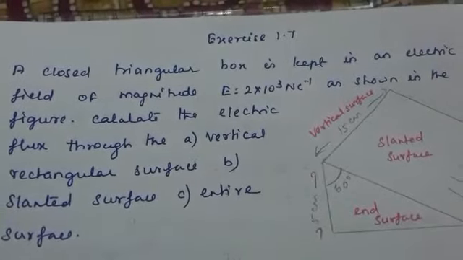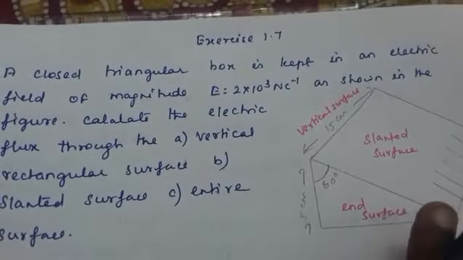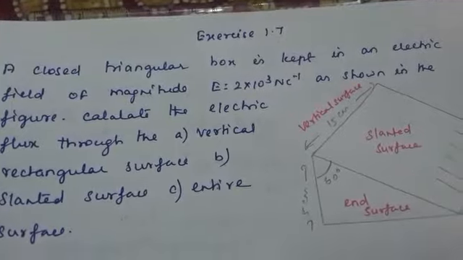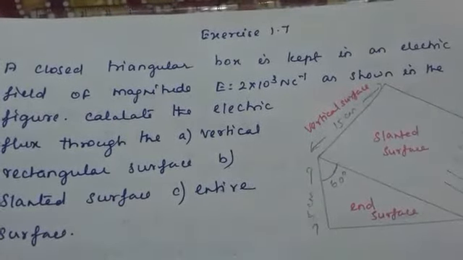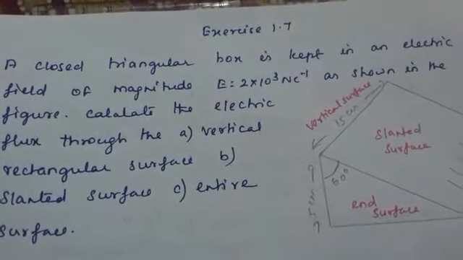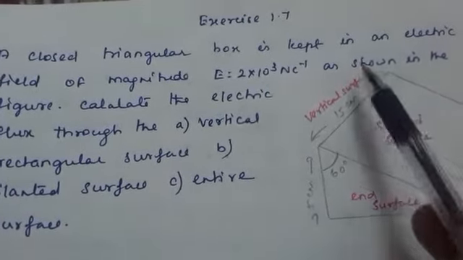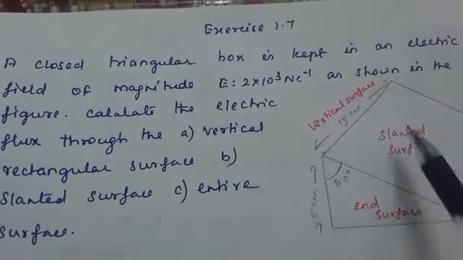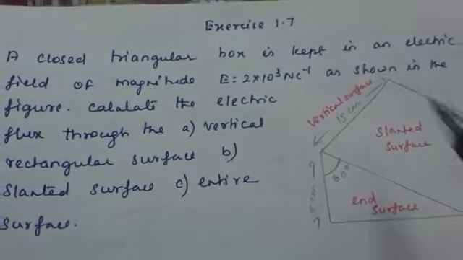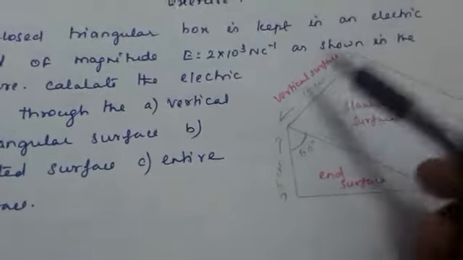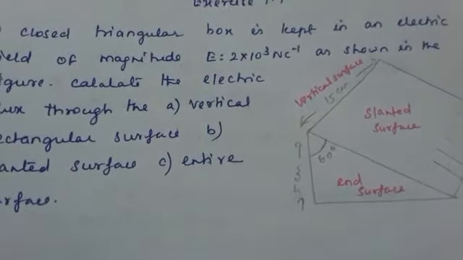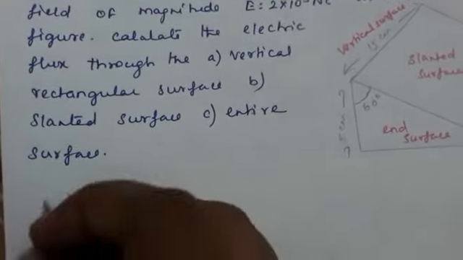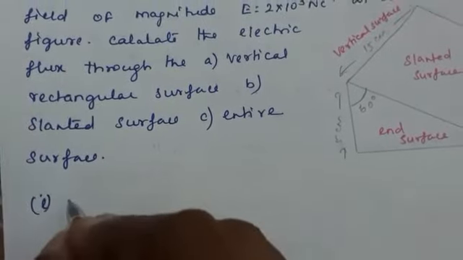What is given here is a triangular box kept in an electric field with a magnitude of E = 2 × 10^3 N/C. We have to find the electric flux through the vertical surface, the slanted surface, and the total surface. This is the vertical surface in the diagram, this is the slanted surface, and this is the end surface. Now we'll go for finding the flux in the vertical surface.